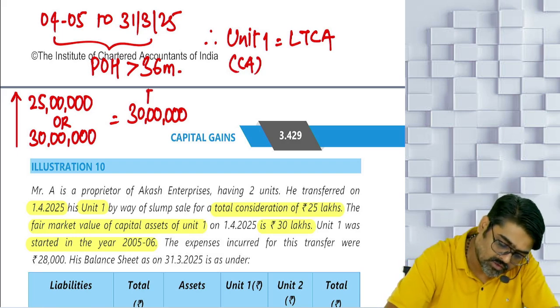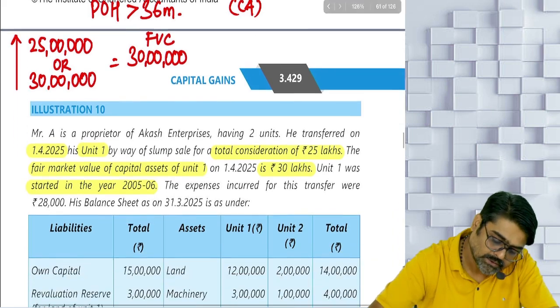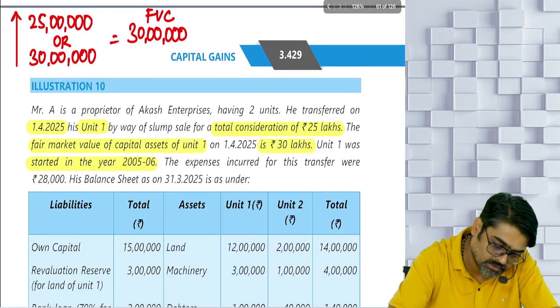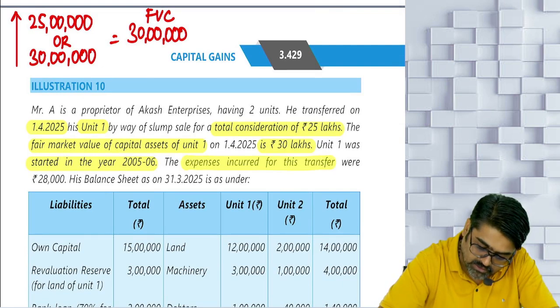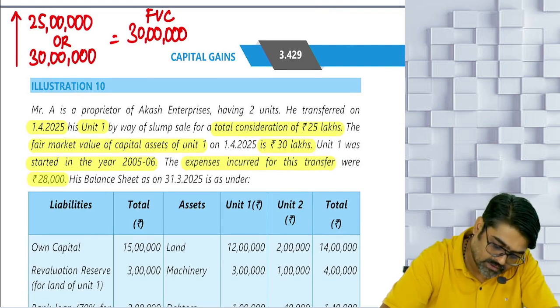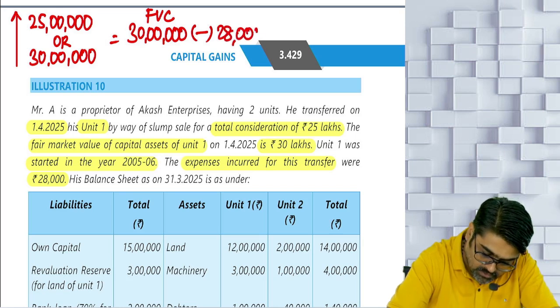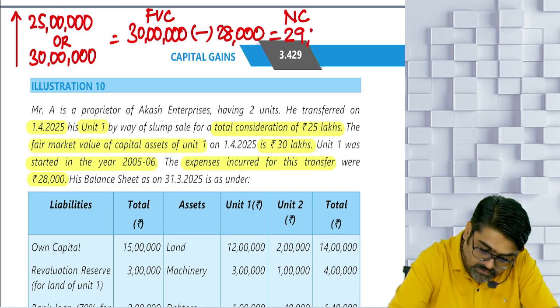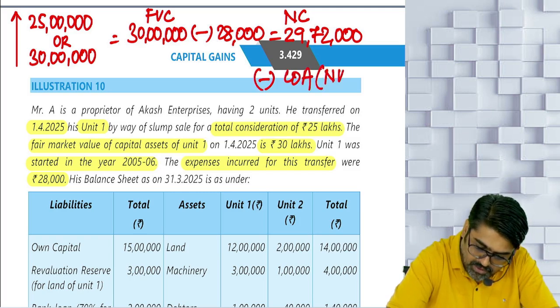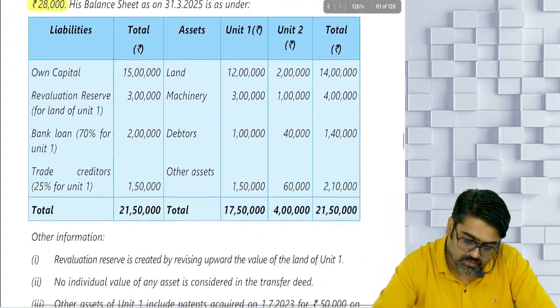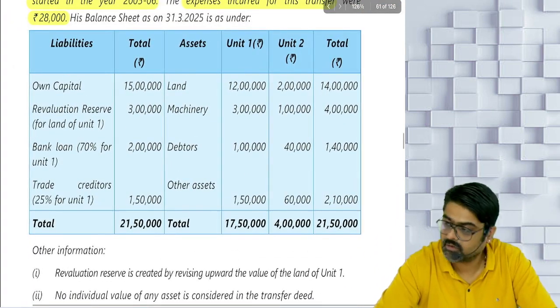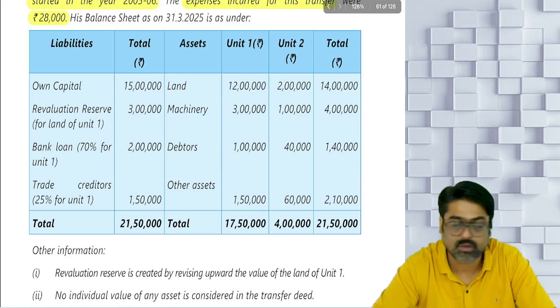To calculate that, this is your full value of consideration. Expenses incurred for this transfer, how much? 28,000. So can I say this is your transfer expense? 28,000. So you will get net consideration of 29 lakh 72,000. Now out of this you are going to reduce cost of acquisition, which is nothing but net worth. To calculate this we need assets of unit 1 minus liabilities of unit 1.